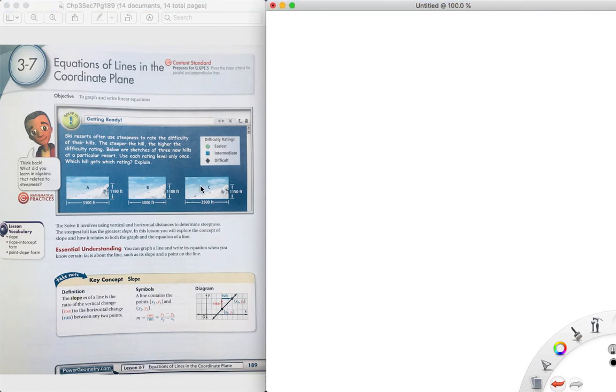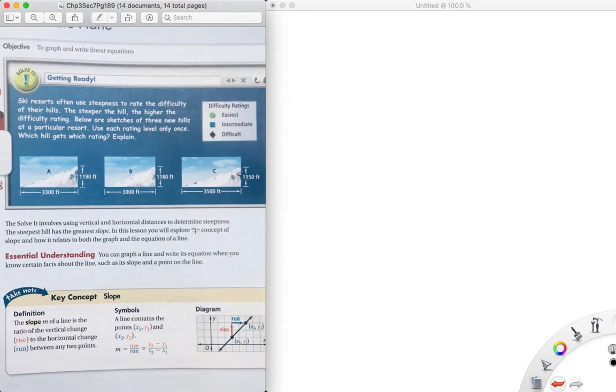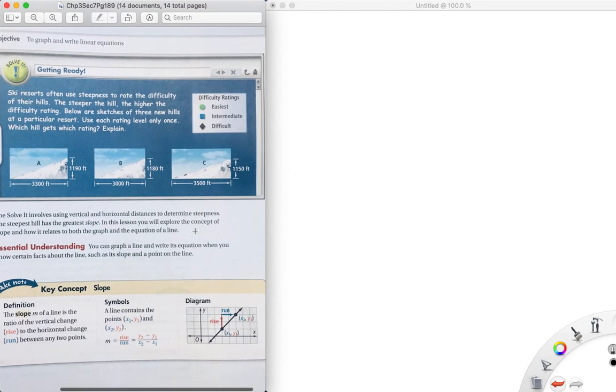Okay, this is Geo37, equations of lines in a coordinate plane. Okay, so all of this is sort of a review. You guys have seen this a few times already. So, a slope.